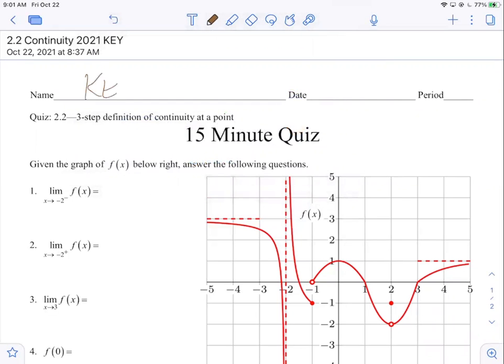We'll call this the key. All right. So count it. Don't give yourself a check if you didn't get it. I guess give yourself an X, or give yourself a check if you did get it.